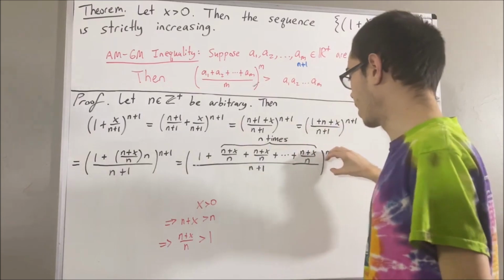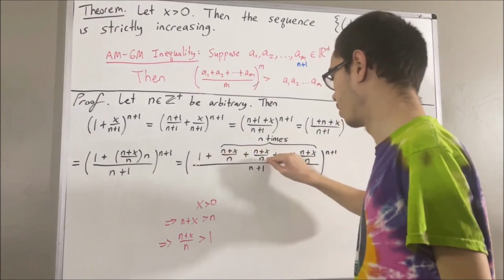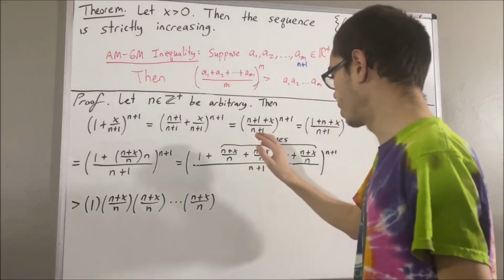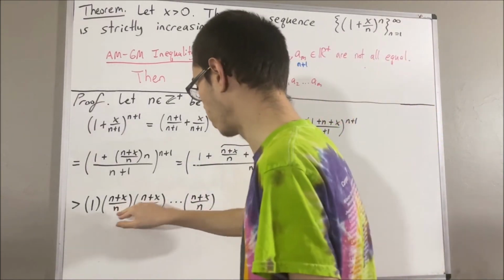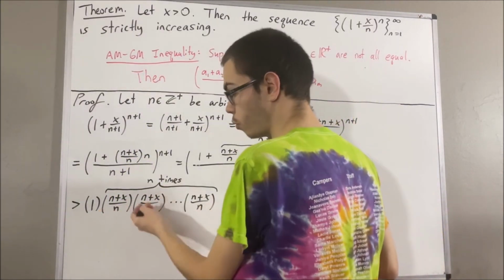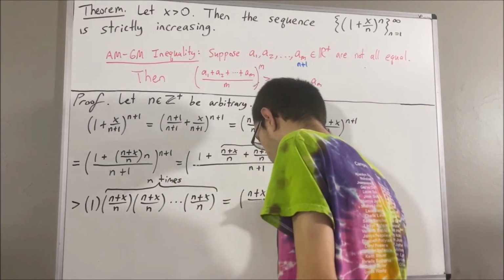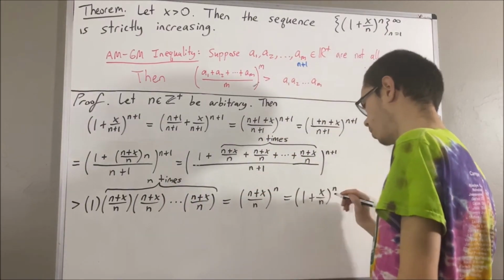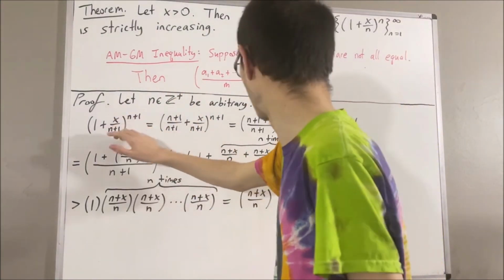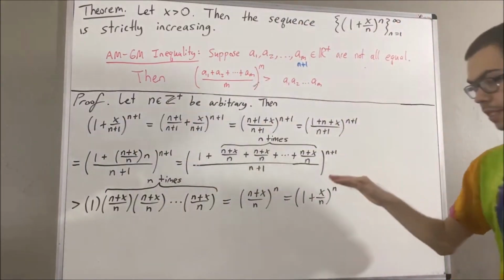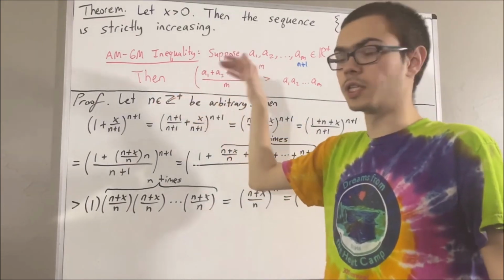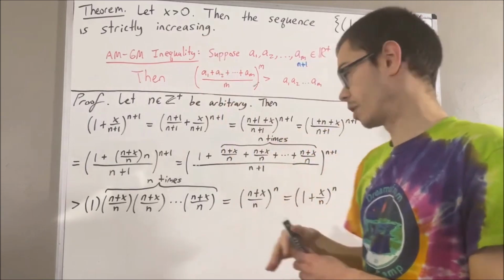So this must be greater than the product of all of these. But notice, since we have n of these, we're really multiplying this by itself n times. So really, this is just ((n+x)/n)^n. But then, this is just (1 + x/n)^n. So we have shown that the n+1th term of the sequence is strictly greater than the nth term of the sequence. And since n was arbitrary, this proves that the sequence is strictly increasing.